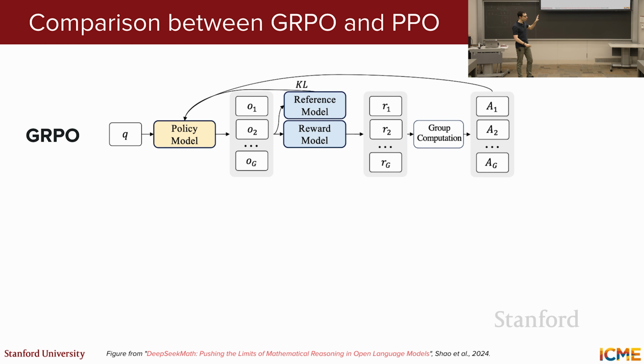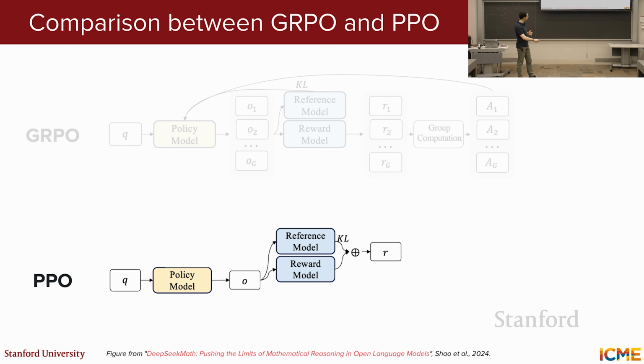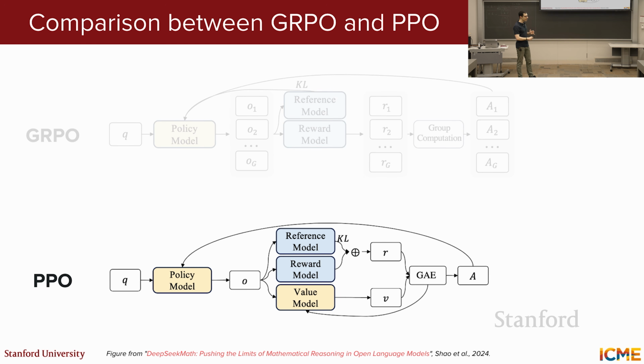So in GRPO, you use advantages that are a result of this group computation. But in PPO, you have an advantage that is a result of rewards and the value function, which is per token.